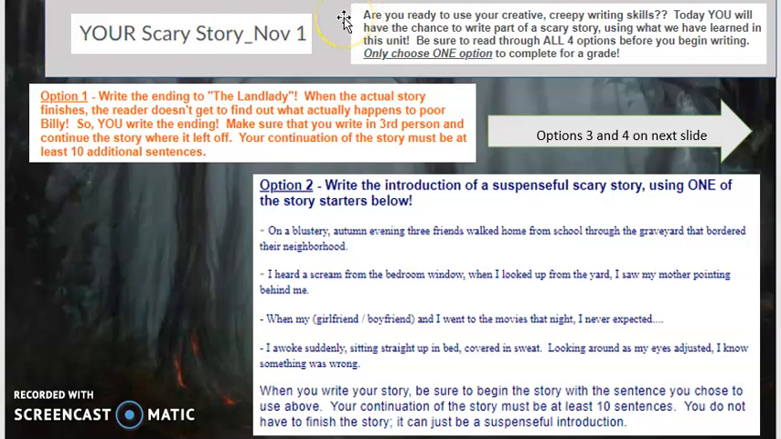Today you will have the chance to write part of a scary story using what we've learned in this unit. Be sure to read through all 4 options before you begin writing. Only choose one option to complete for a grade. So here's your first option.